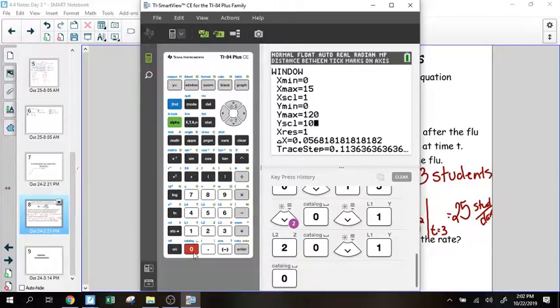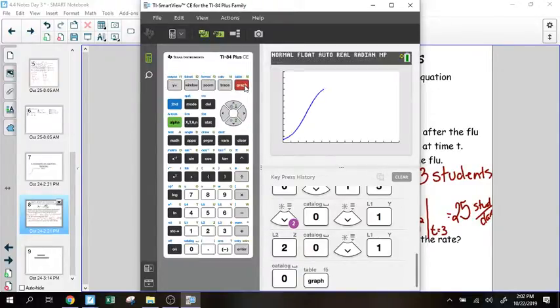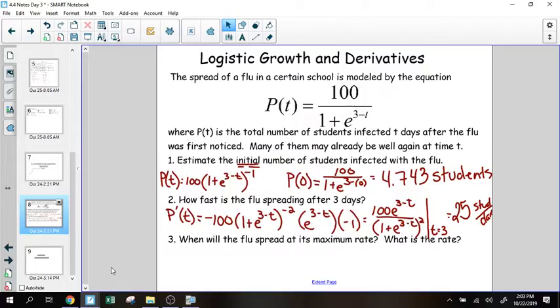I changed my scale so I don't have 120 little tick marks right there. And then I see a picture, and that's exactly the shape we were looking for, right? So it starts out increasing very quickly, exponentially, and then it starts leveling off as it gets up to its maximum value. That's your logistic function. The question we were working on down here asks us when will the flu spread at its maximum rate.